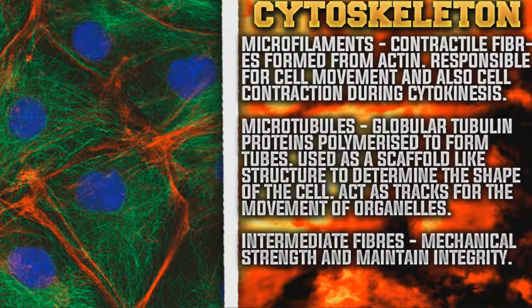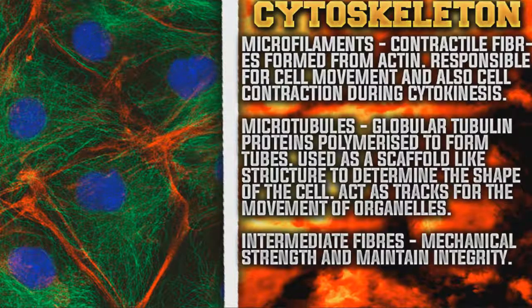These components are the microfilaments. Now these are contractile fibers formed from the protein actin. These are responsible for cell movement and also cell contraction during cytokinesis. This is the process in which the cytoplasm of a single eukaryotic cell is divided to form two daughter cells.